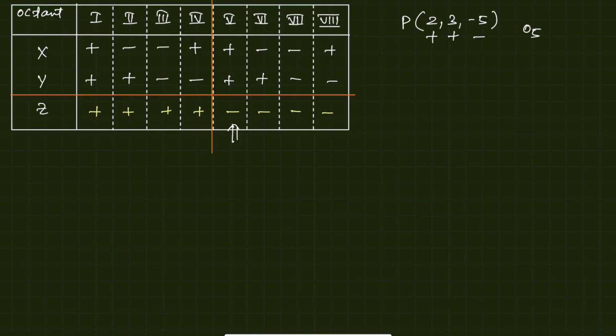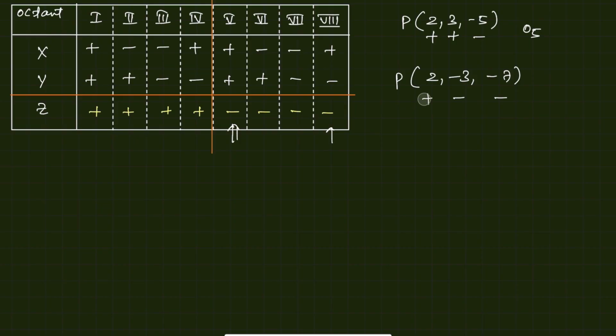Now, instead of constructing this table, how to find the address of a point in 3D in a direct way. Here you consider the point P 2, -3, -7. Now you observe x is positive, y is negative, z is negative, which is possible in the 8th octant. But without referring to this table, how to find the address of the point?